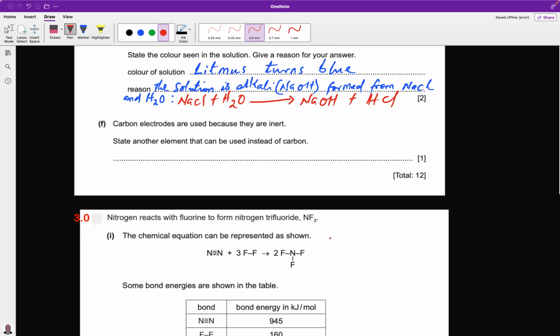And there is always another element that is used. If you can't find the graphite, or what we call the carbon electrodes, the next element you can use is platinum. So our answer here is platinum.